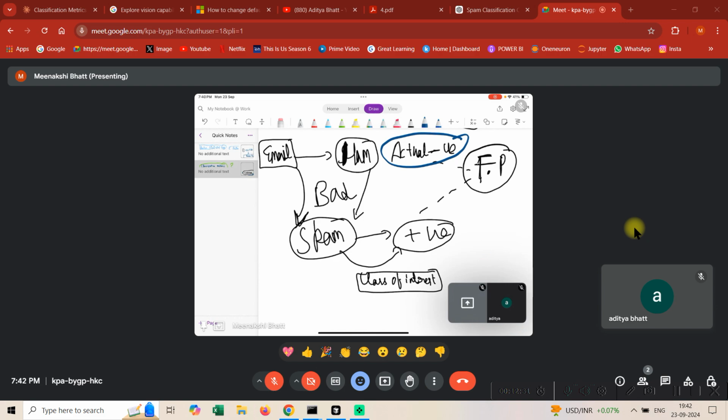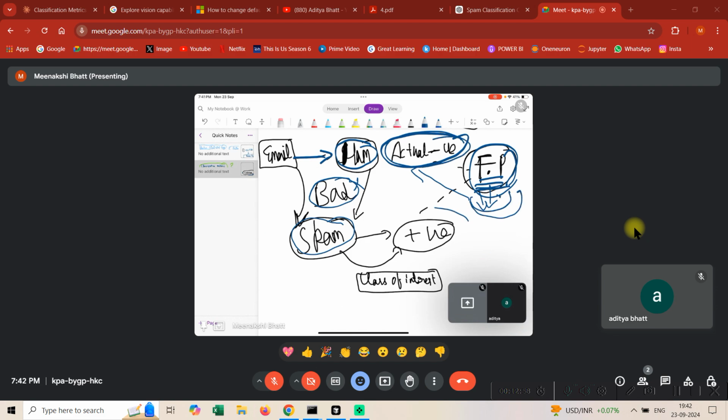See, an email came, it got classified as ham. Actually it is a ham, but my system is bad. It means it's not a good system. It predicted it as spam, so it has predicted a false positive. What is a false positive? False positive means that the outcome is negative, but my model has predicted it as positive.